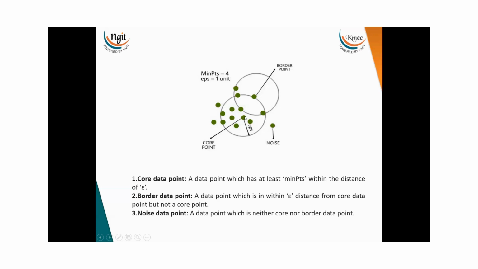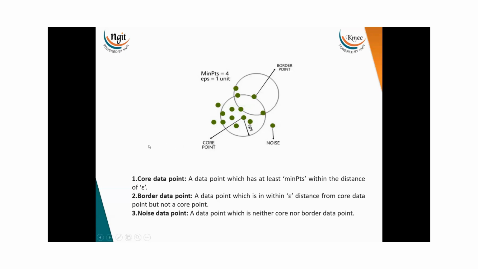So this is our core point and it is within the epsilon distance of this core point, that is called a border point. This border point is not considered as a core point. Now, a noise data point is one that is neither a core point nor a border point. So whenever we get this noise data point, we generally call it an outlier.